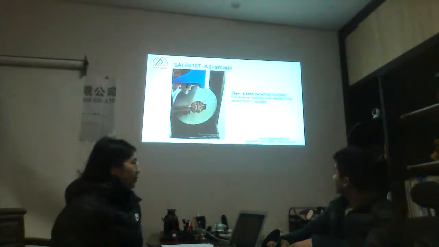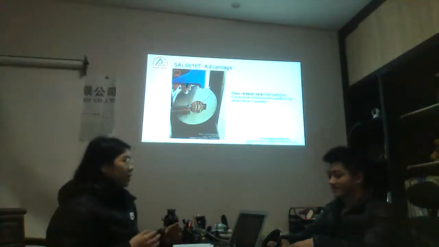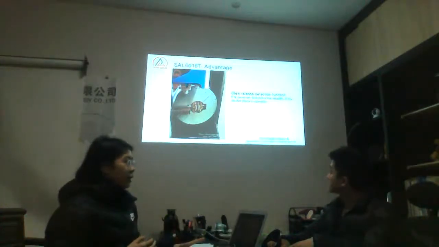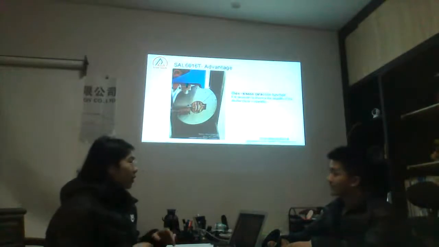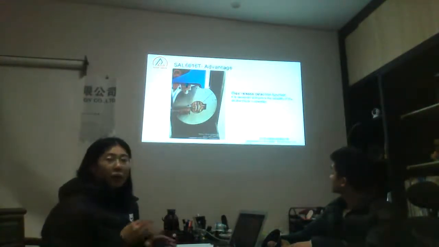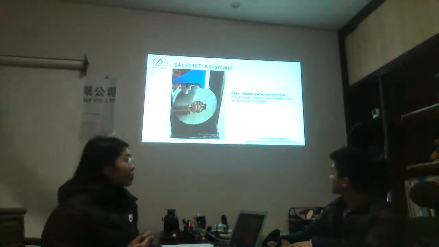Next one is the claw release detection function. This is a very necessary function to improve the reliability of the double chucks in operation of our laser cutting machine working.